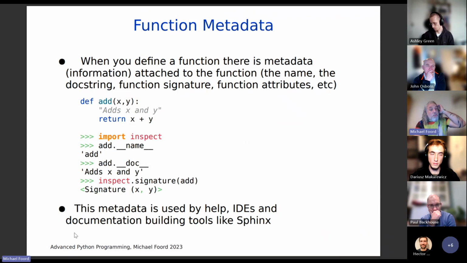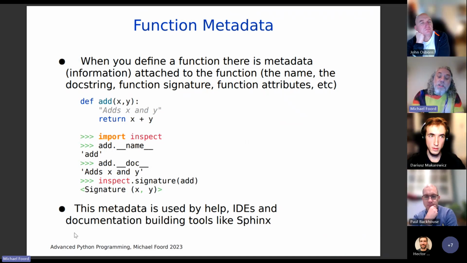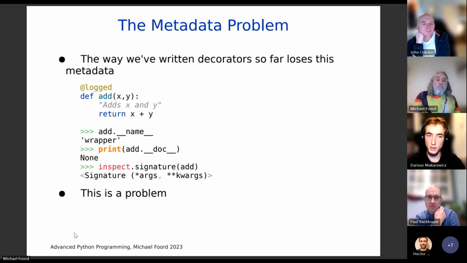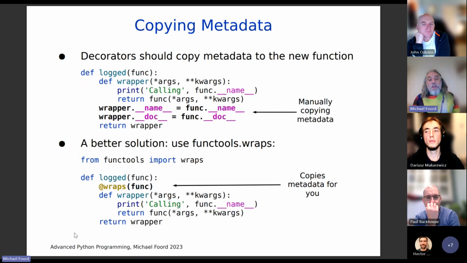You can also attach attributes to functions. You can tag functions with attributes. Functions have a dunder dict that was added specially so that you could do this. So you can have a pipeline of tagged functions. It's a useful thing to do sometimes. So losing the metadata is a bad thing.